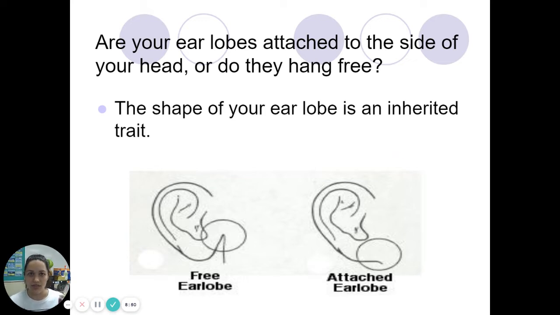So that is an inherited trait. So if you have detached, where they're calling it a free earlobe, if you have that space in between your ear and your face, that is an inherited trait that you got from either mom, dad, or maybe even grandma or grandpa. Okay, so go home and check your parents' ears and see if your ears match mom or dad, or maybe even grandma and grandpa.